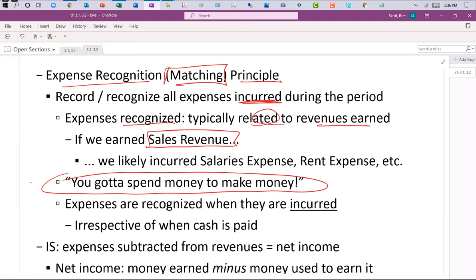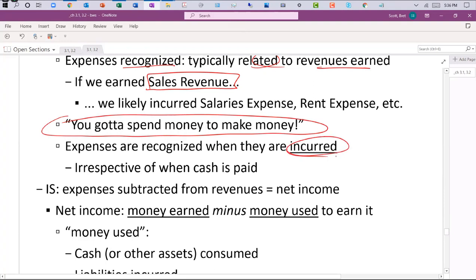It says, look, if you spent money to earn that revenue, you need to record that expense. You need to match the expense with the revenue. In other words, you're not going to see an income statement that shows only revenue. You may see an income statement that shows nothing but expenses and no revenue. Hopefully that's not the case. But you'll definitely see revenue with expense all the time because everybody knows it takes money to make money. So we're going to recognize expenses when they're incurred because indeed we're always incurring some type of expense, even if it means some sort of salary or wage that we pay ourselves or our employees as they're doing work with us. And it doesn't matter when cash is paid.